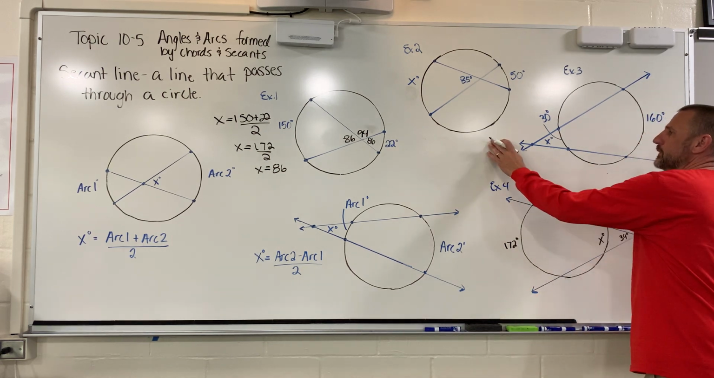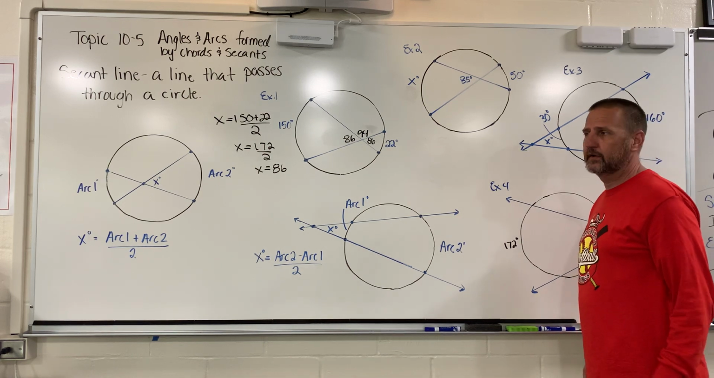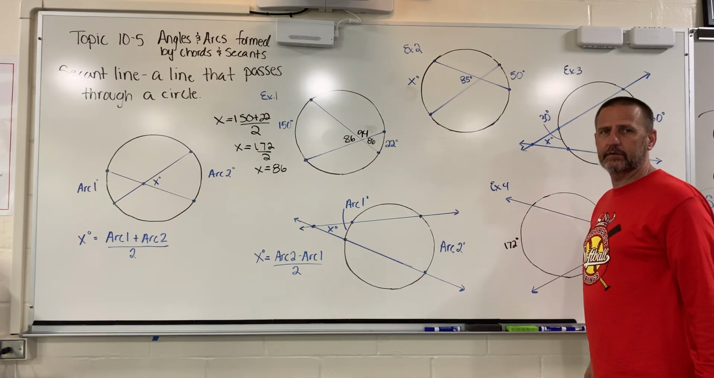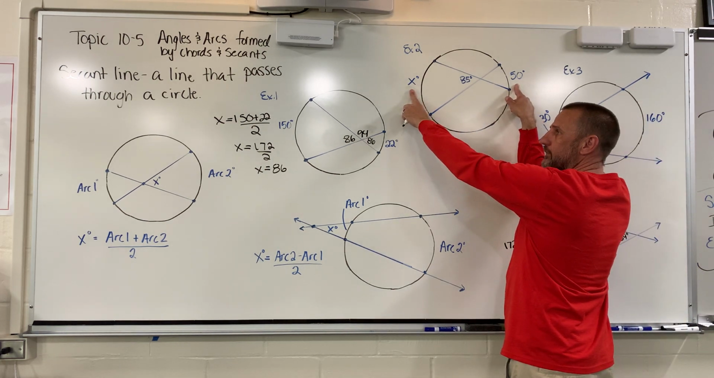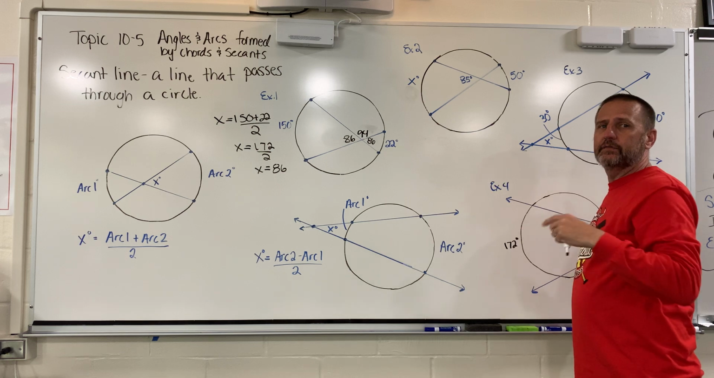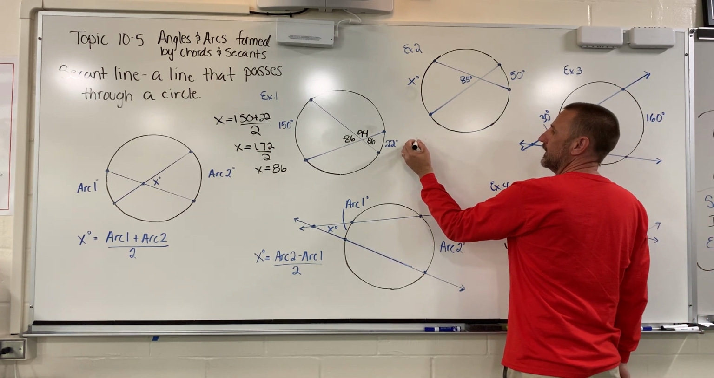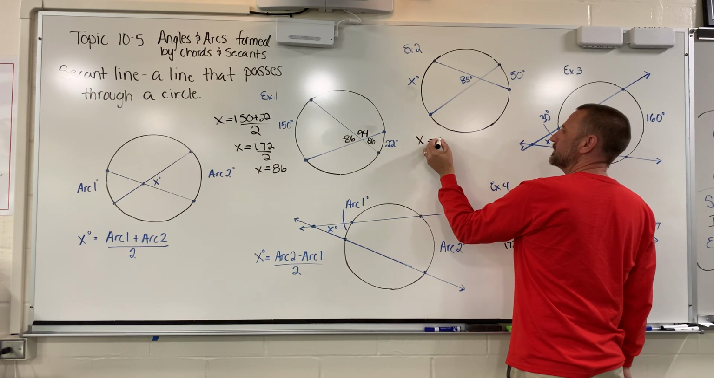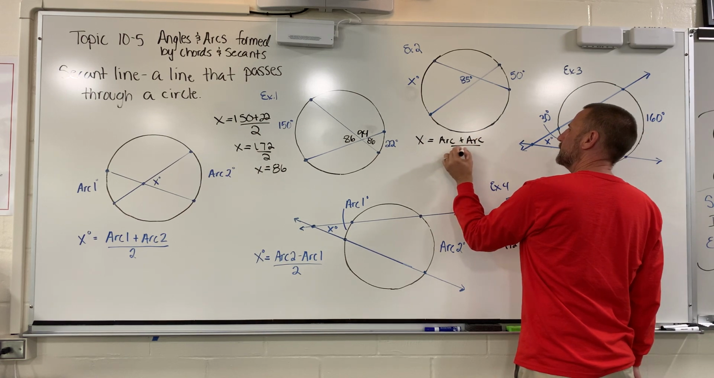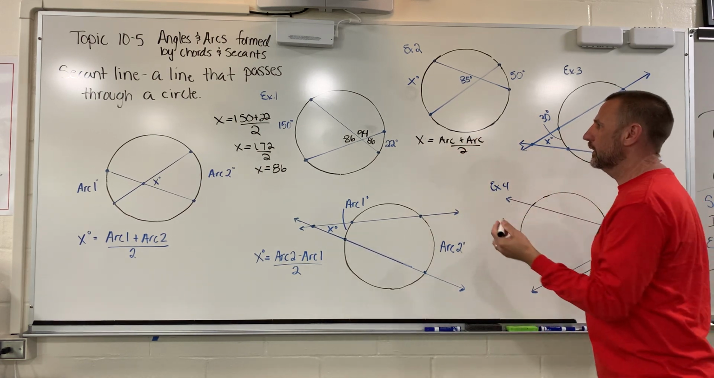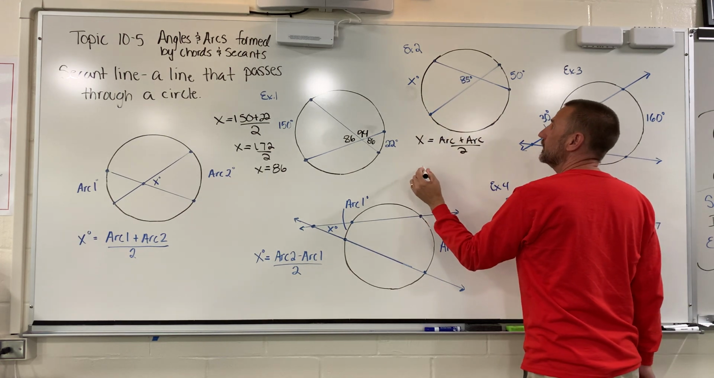All right, let's look at number 2. There's a little bit of a different situation, because in the formula I say add the arcs together and divide by 2. However, this time I'm missing one of the arcs, but I do have the angle. So if I substitute those numbers into my formula, x equals arc 1 plus arc 2 divided by 2. I know one of the arcs, and I know that my angle is 85.